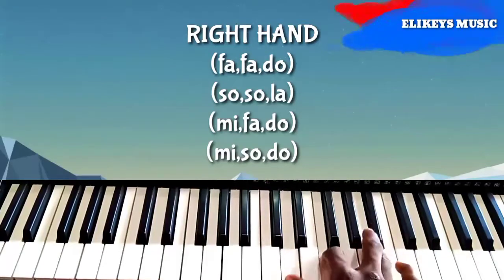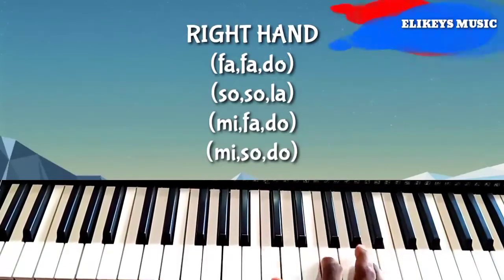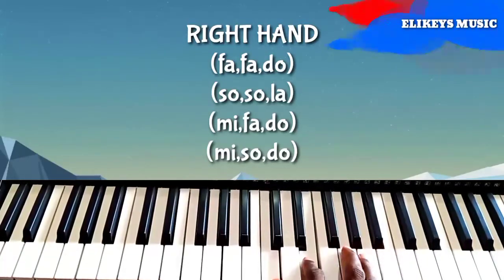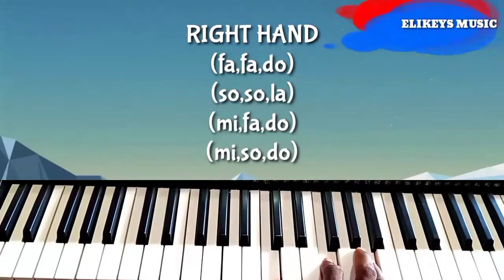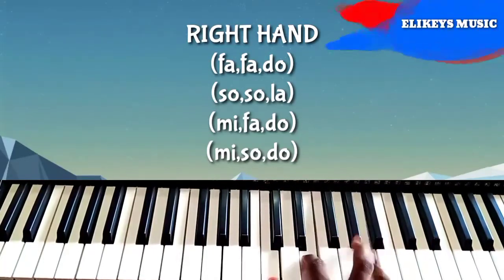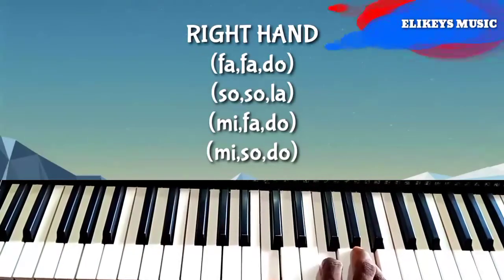So, fa, fa, do, so, so, la, mi, fa, fa, do. So my mi was C, E, A. Mi, fa, fa, do. My do, C, F, A. Mi, fa, fa, do.